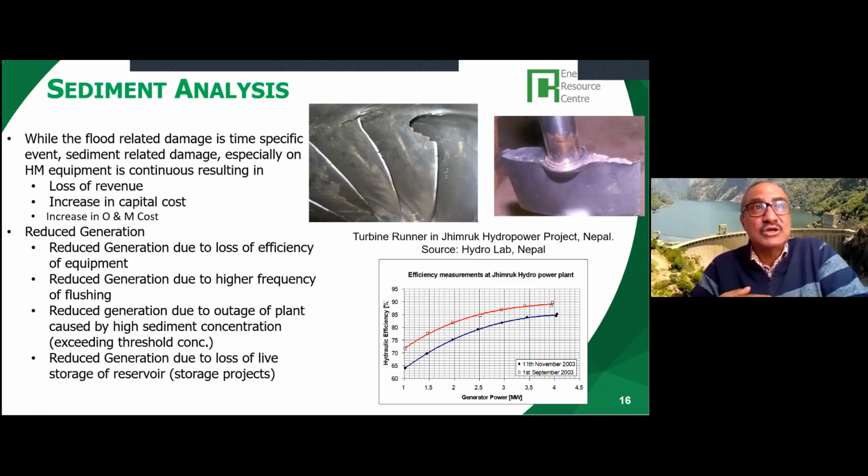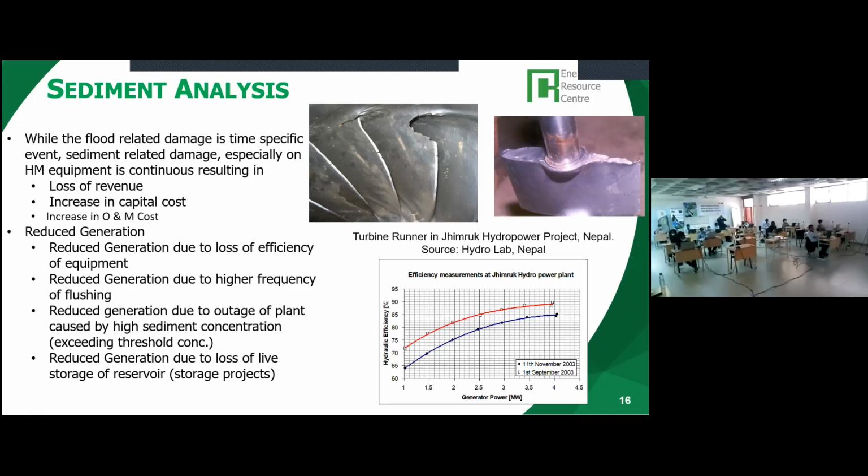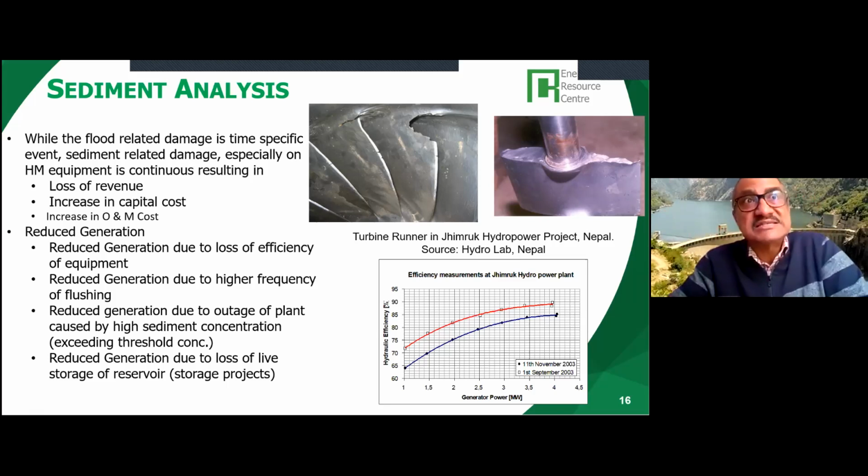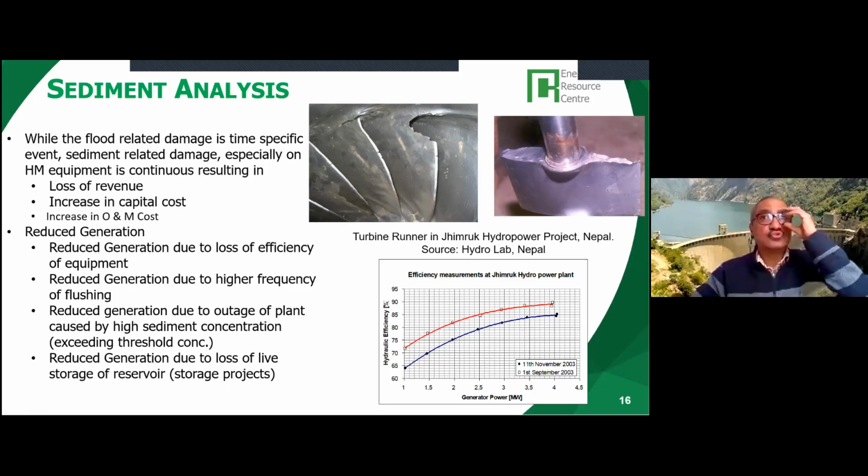Okay, so we have to do that because we need that data to design the settling basins. The size of the settling basin will depend on the sediment concentration. Because if you do not do that, it will damage the turbines. When the runners of the turbines are damaged, the efficiency of power generation is lost, which means for the same discharge, for the same head, you get less power generation, which means you get less revenue.